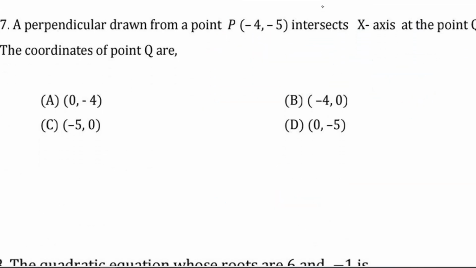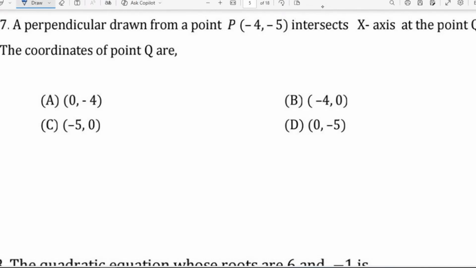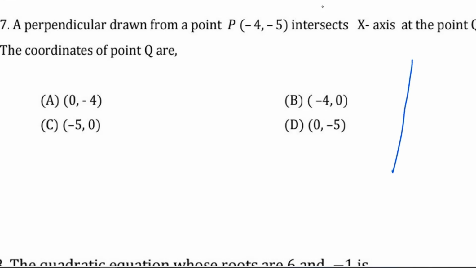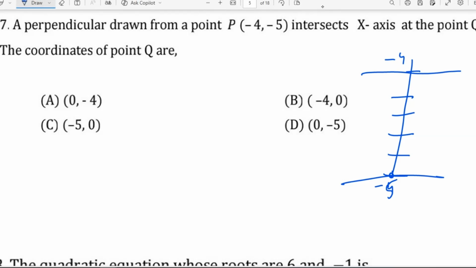If a perpendicular is drawn from the point P, the coordinates of P are x equals minus 4 and y equals minus 5. Taking it on the graph, x will be minus 4 and y will be minus 5, counting 1, 2, 3, 4, we'll take it as 5.